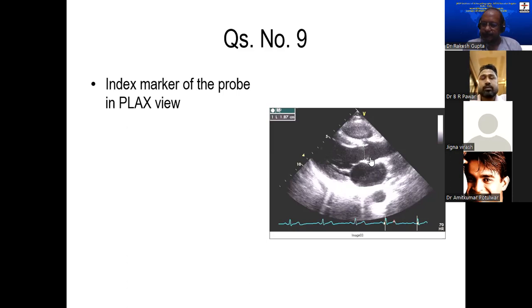What do you mean by non-coronary cusp? Non-coronary cusp is known because there is no coronary artery which arises from this cusp. That's why it's known as non-coronary cusp. Okay, sir. Yes, sir.